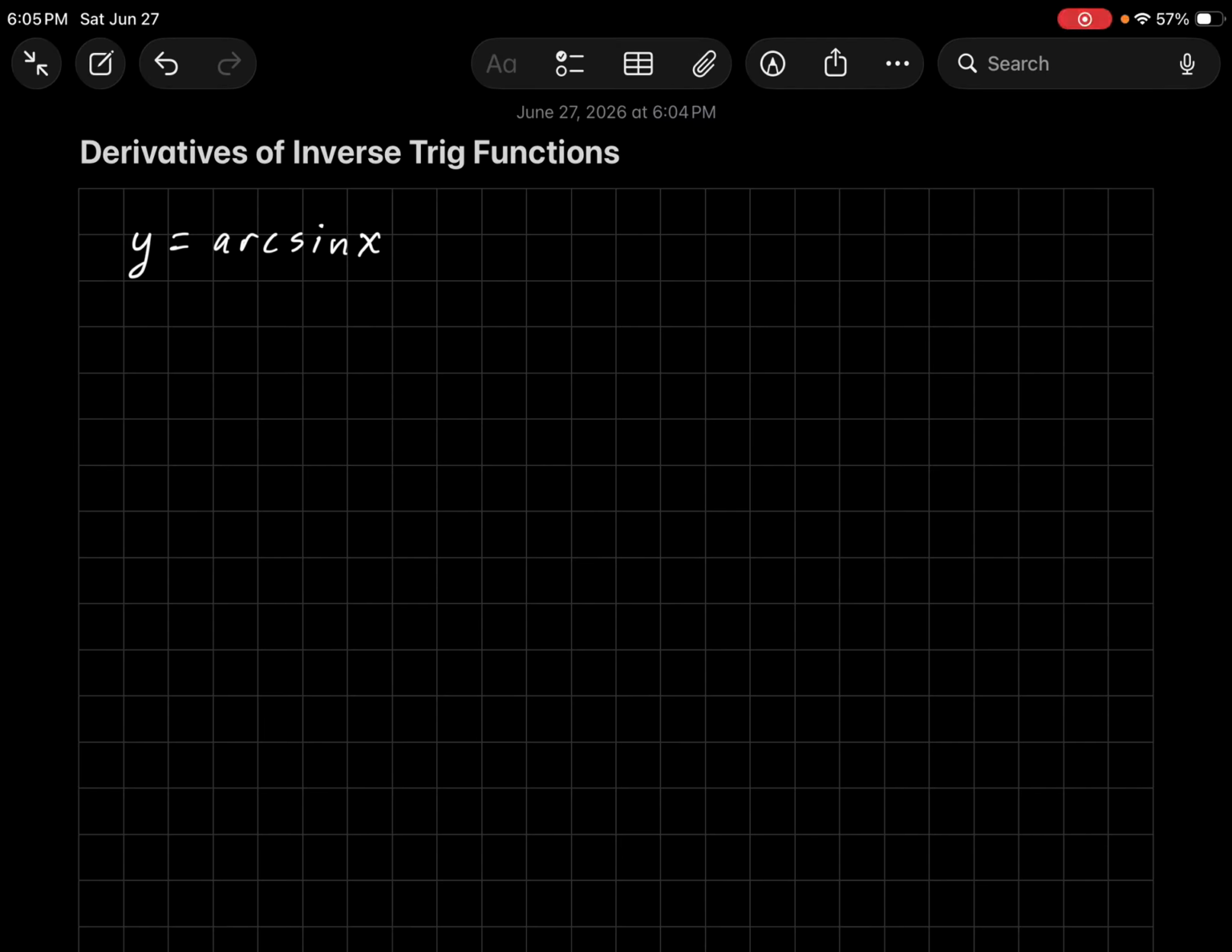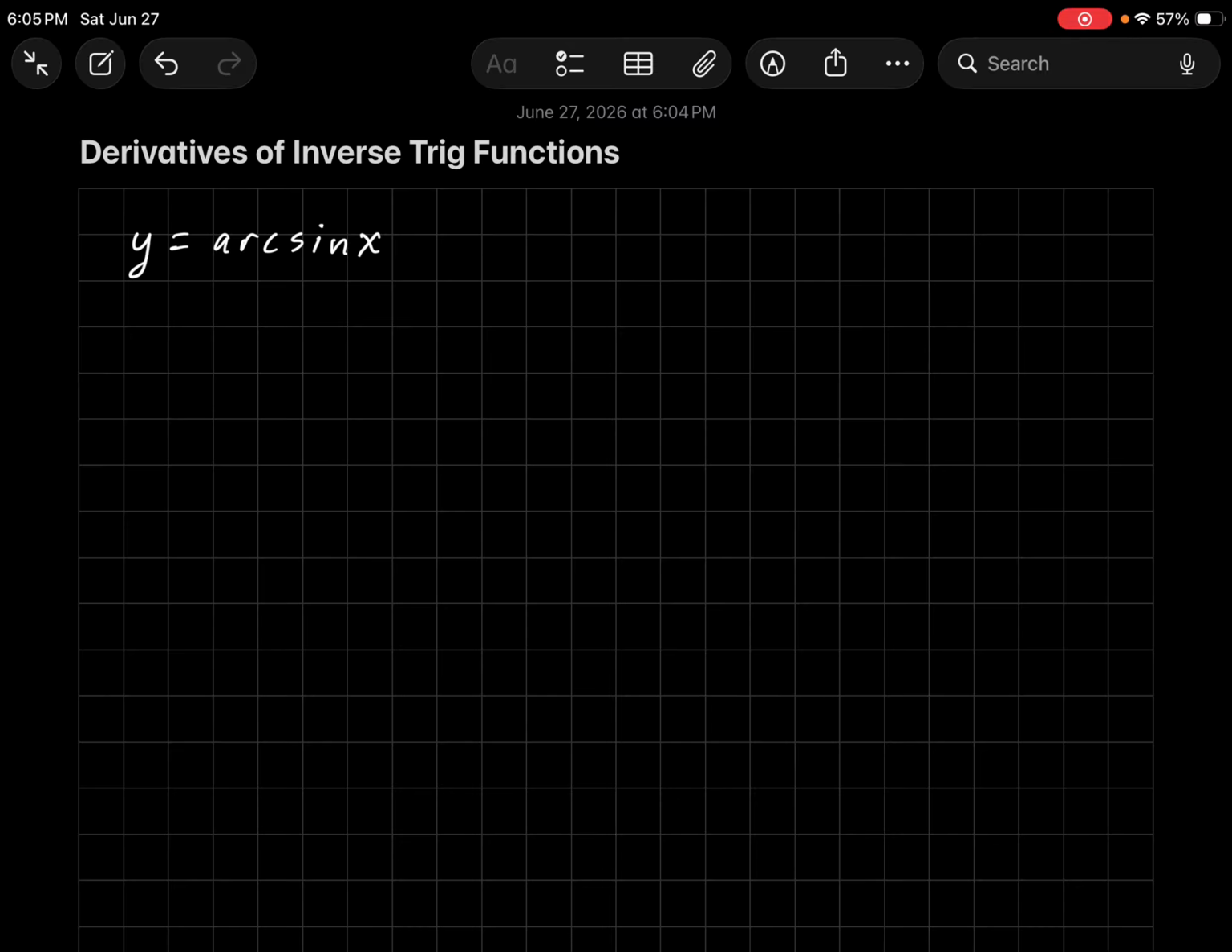The derivatives of inverse trig functions. Our goal is to find the derivative of the arcsine of x, at least to start. How can we do this? Well, we want to use something that we already know.